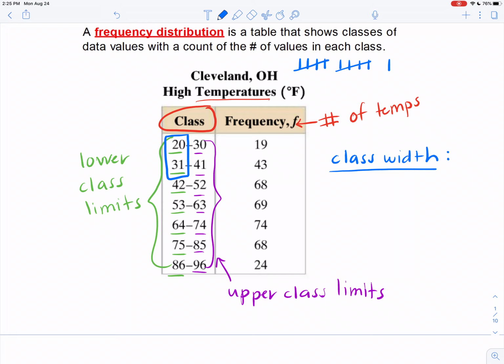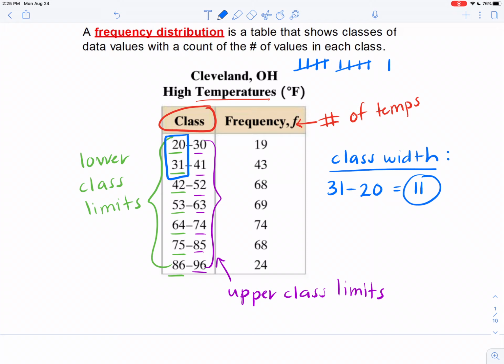That means the difference not within one same class, but from one class to the next class. So if I were to look at the difference in the lower class limits of class 1 and class 2, right, the difference between 31 and 20, that would give me that correct class width that I just counted out, which is a width of 11.